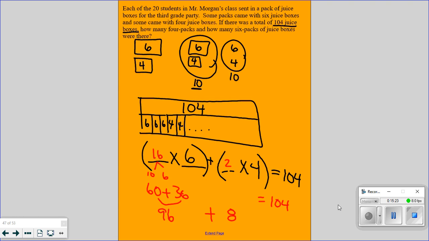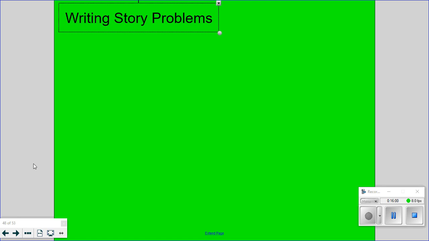Really helpful. We have spent a lot of time with me giving you a story and you figuring out the equation. Yes? Today we're going to switch it. So today, I'm going to give you the equation, and I want you to come up with the story that would go with it. Okay? So, our first one. We are going to be writing some story problems.